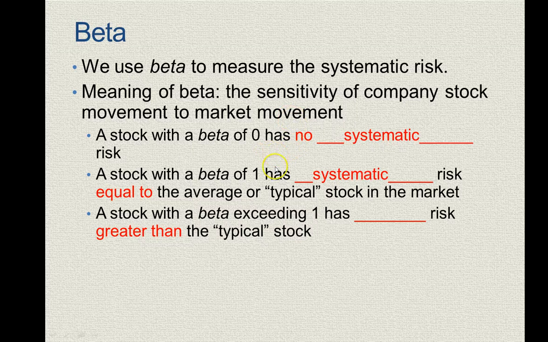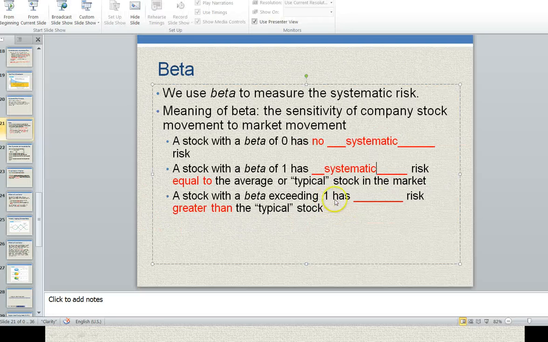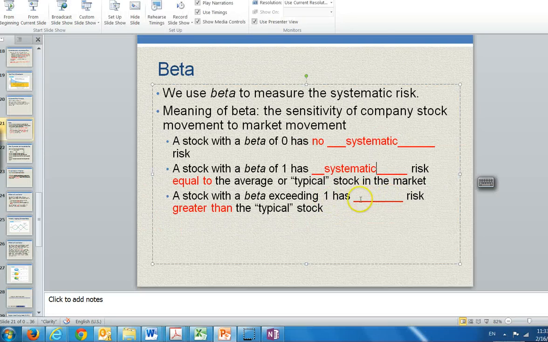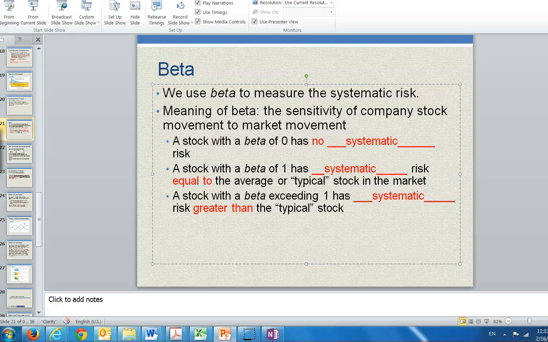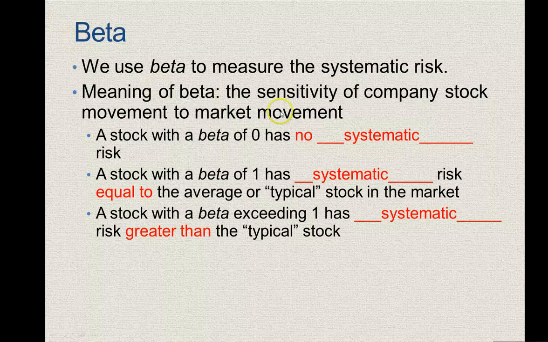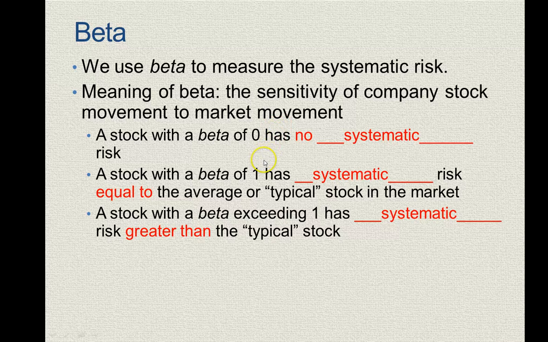And a stock with a beta exceeding 1 has a systematic risk which is greater than the typical stock on the market. So in other words, the typical stock on the market has a beta of 1. That's just based on the definition or the meaning of beta here.